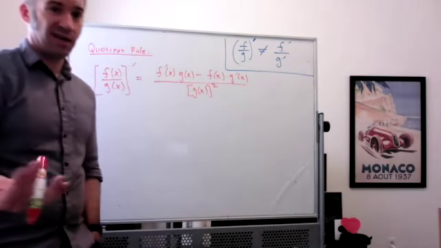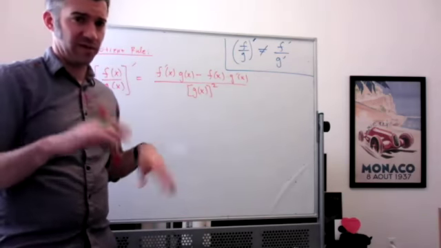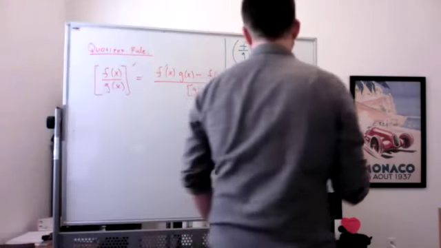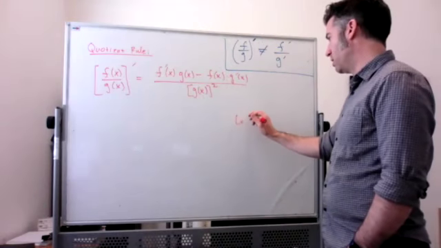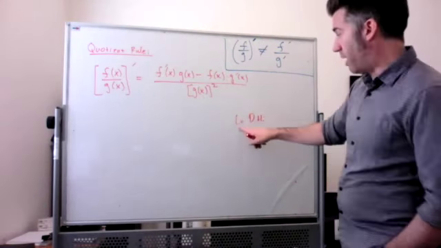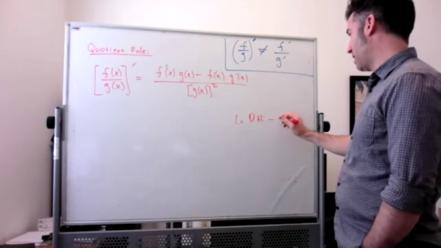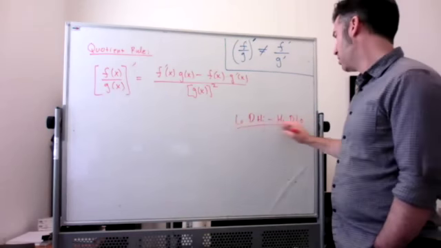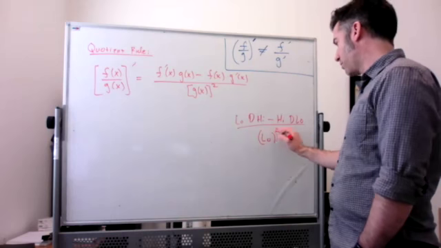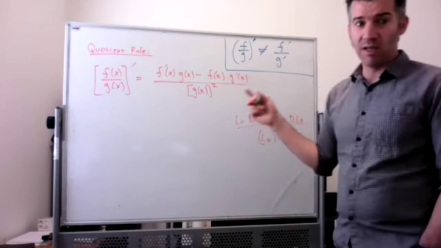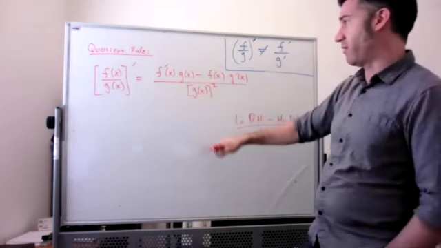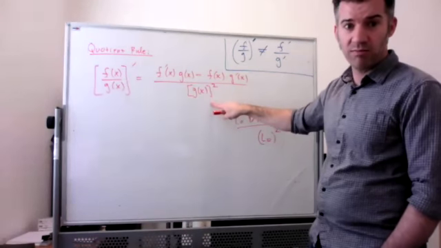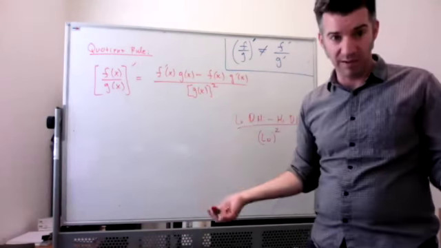Some people use a kind of rhyme, although I wouldn't say it's a rhyme. It's kind of like a song. You say low d high minus high d low over low squared. That's not what I would say, but people like to write that: low d high, bottom times the derivative of the top, minus high d low, top thing times the derivative of the bottom, all over the bottom, low squared. I actually say out the words I just said. When I'm thinking about the derivative of f over g, I think of it as the bottom times the derivative of the top minus the top times the derivative of the bottom over the bottom squared. Those are the words that actually play out in my head every time I do this.